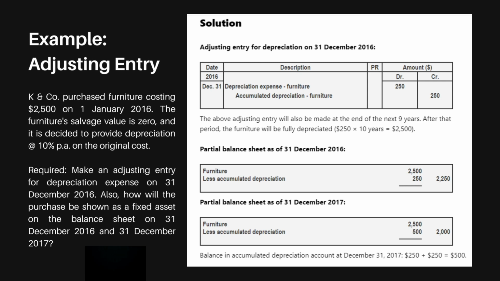So next is the partial balance sheet as of 31st December 2017. So the furniture less accumulated depreciation. So 2,500 minus 500 equals 2,000. So the balance in the accumulated depreciation account at December 31, 2017 is $250 plus $250 equals $500.